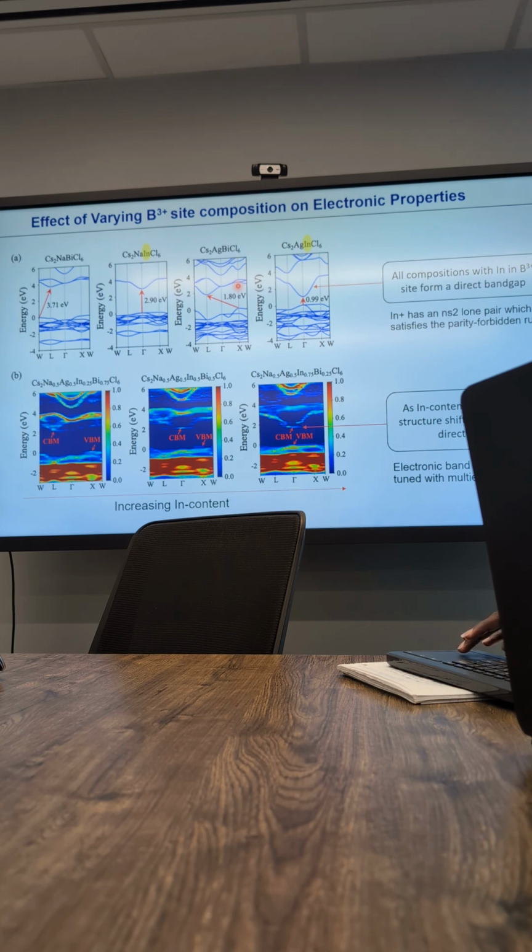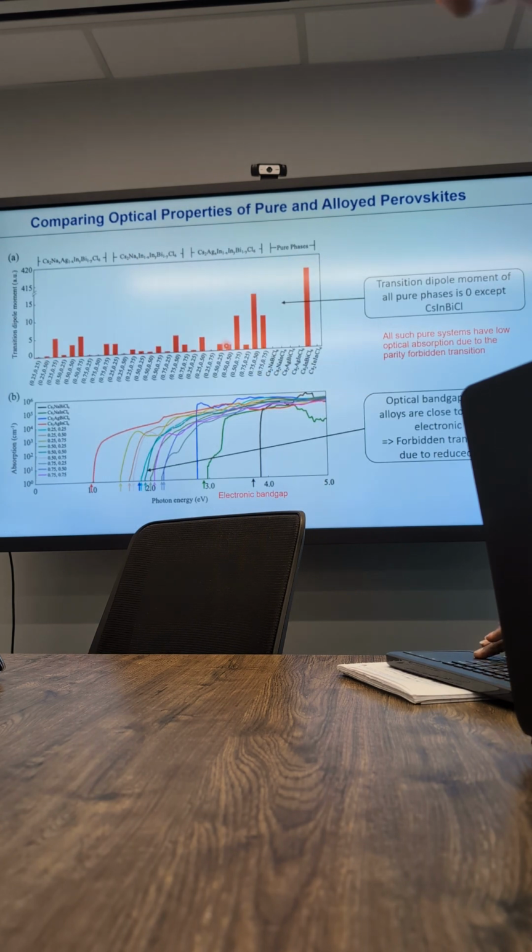So here in the ratios, the only direct band gap is the one with more indium, right? Which one? This one? This is actually an alloy. Yeah. So, but according to this, with more indium, for all of the others, according to the simulation, the band gap is not necessarily a direct band gap, right? Which one? This one?